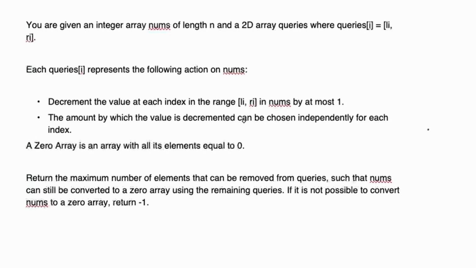We could choose some indices to be 1, some to be 0, and we want to be able to make an array where all the elements are equal to 0. So the interesting thing about this problem is that we want to return the maximum number of elements that can be removed from the queries, right? So essentially what we want to do here is find the minimum number of queries that we can use in order to make all of our elements equal to 0.